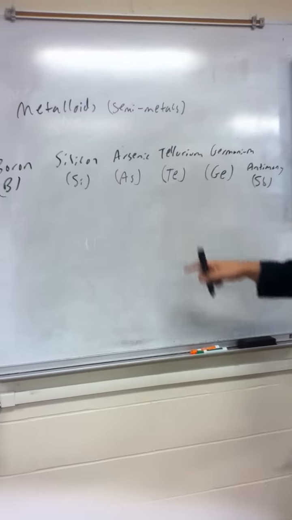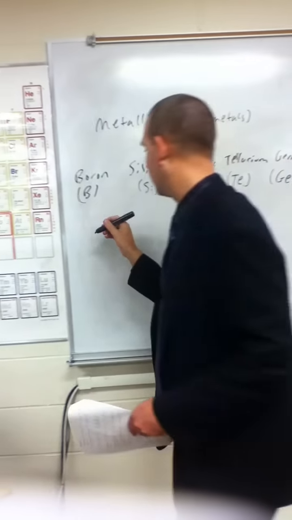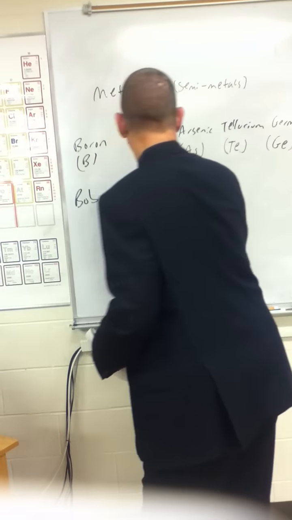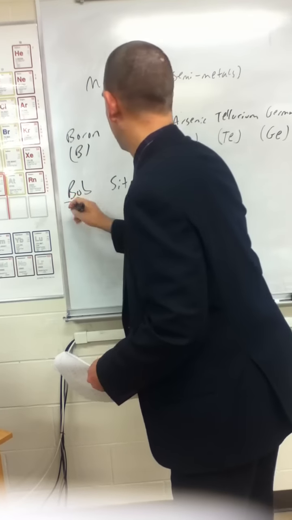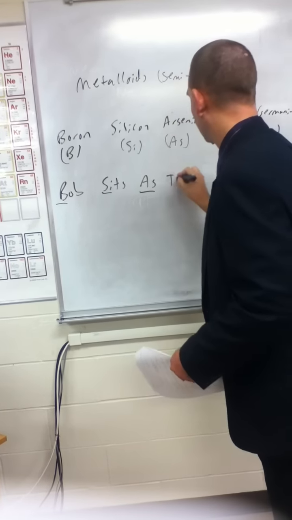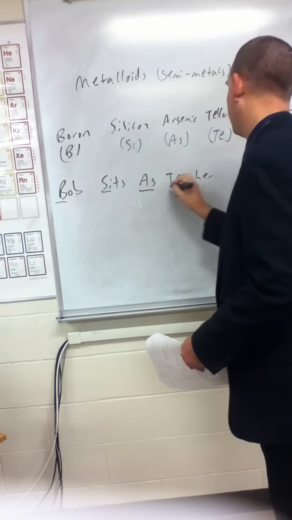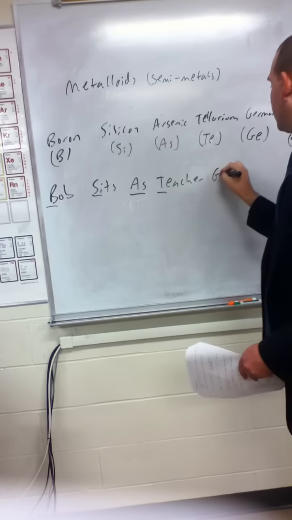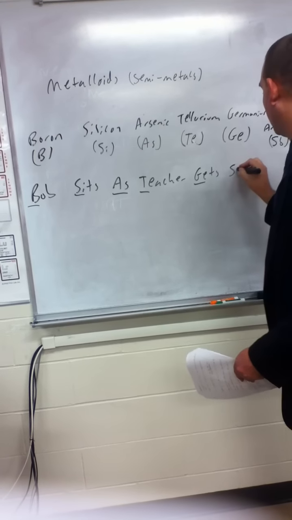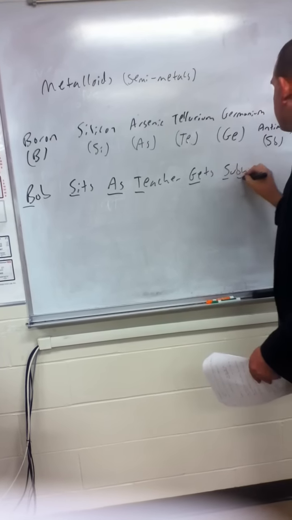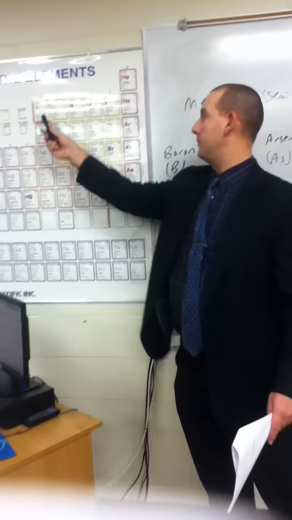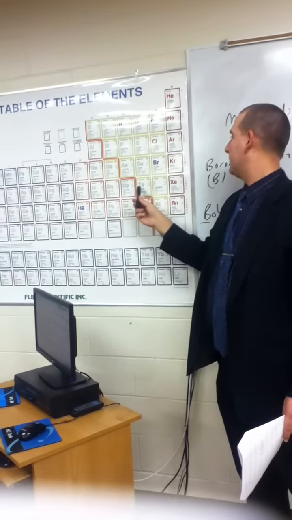Okay, then underneath that, for number 3, I want you to write out the saying: Bob sits as teacher gets subway. Underline B for Bob, boron; sits, underline Si for silicon; as, that's arsenic; teacher, Te for tellurium; gets, Ge for germanium; and subway, Sb for antimony. So Bob sits as teacher gets subway, that's the easiest way to memorize your 6 metalloids.